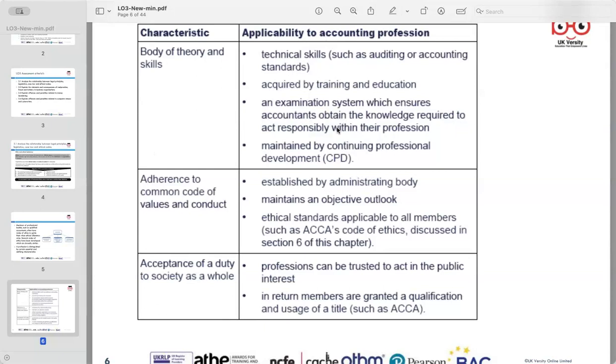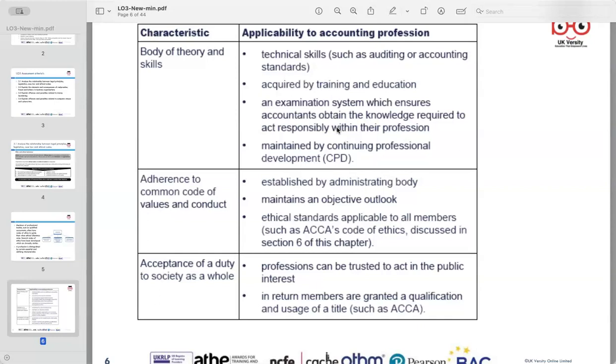Next is adherence to a common code of value and conduct. This serves as a cornerstone of the accounting profession, administered by regulatory bodies. These ethical standards maintain an objective outlook and uphold principles applicable to all members. This adherence fosters trust in the profession's commitment to acting in the public interest.